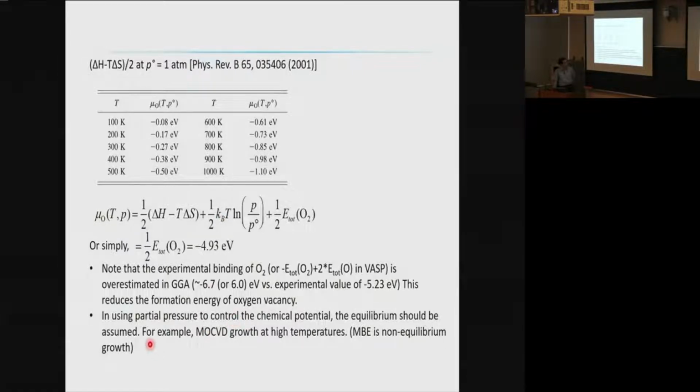For instance, molecular beam epitaxy is a highly non-equilibrium growth process, and therefore we have much more different defect concentrations in your system, right? But only at high temperature and MOCVD growth conditions, for example, is the equilibrium very well achieved. Okay, so the oxygen partial pressure sometimes does not give the actual concentration in experiment because of non-equilibrium conditions in the actual sample growth.